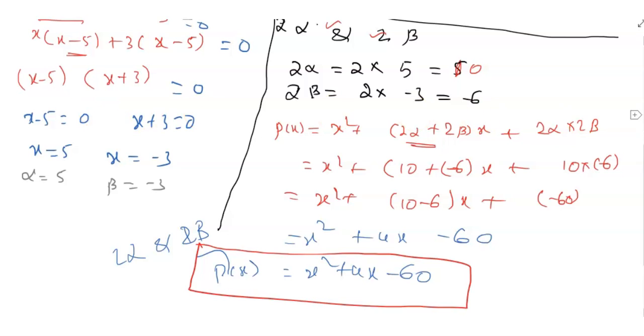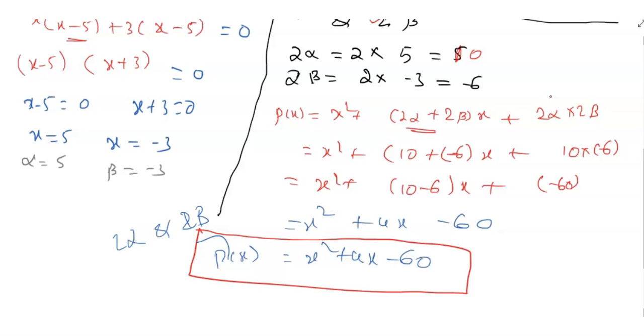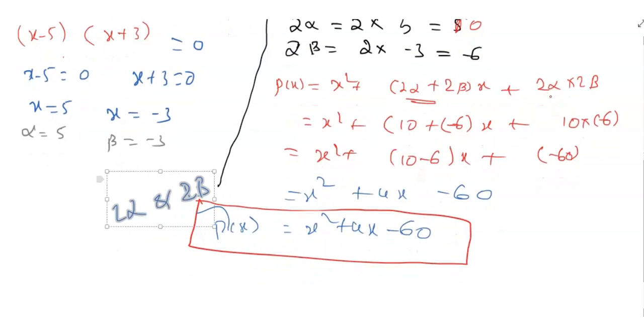Very simple guys, he has given one polynomial. Using that polynomial you have to find out alpha and beta. Here is how I calculated.